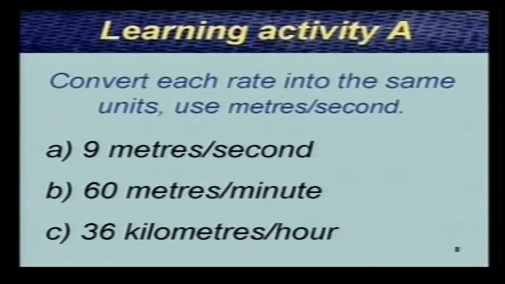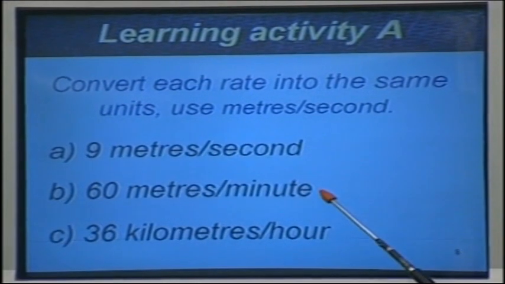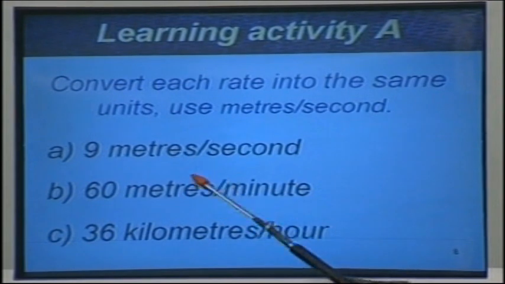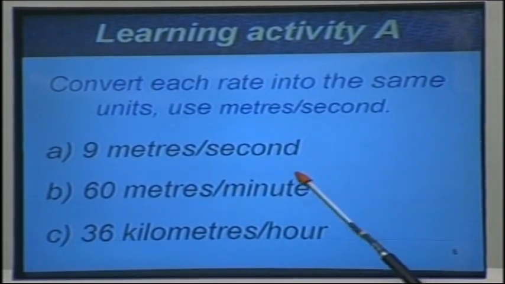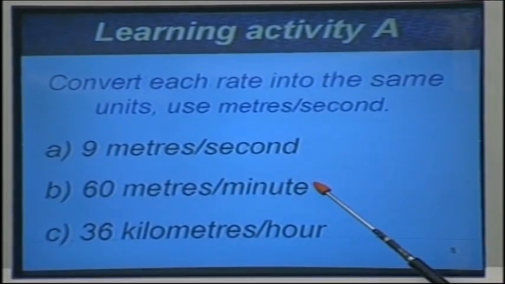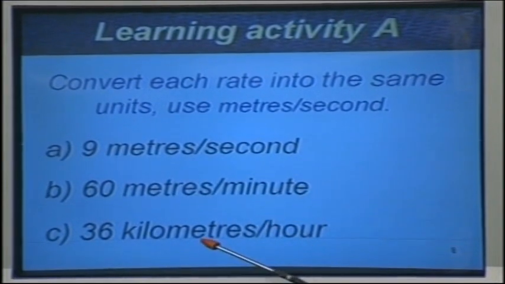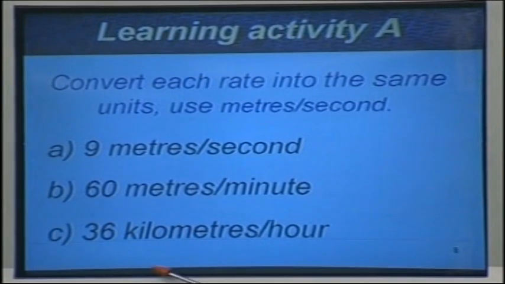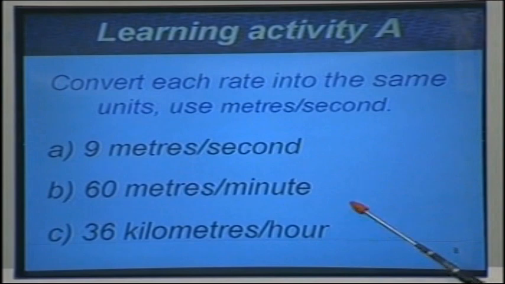So A, 9 meters per second, that's already fixed. Meters per second, we're going to use that. Okay, B, 60 meters per minute. We'll have to change this. 60 meters is already given, so that's okay. But we'll have to change the minutes into seconds. Okay, same with this one here. 36 kilometers, we'll have to change this 36 kilometers into meters and the hour into seconds, okay?